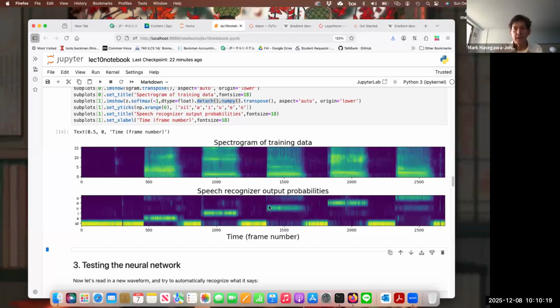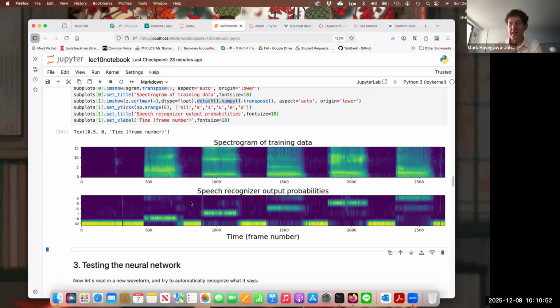The U looks mostly like U, but there are a few frames that look more like O. The A looks mostly like A, but there are a few frames that look more like E. And the O looks mostly like O, but there are a few frames that look more like ah or E, right? So A is kind of halfway between ah and E. So you can see that in general, the output probability is strongest for the correct vowel, but not always. Sometimes the output probability changes so that it's a little bit closer to one of the other vowels instead.